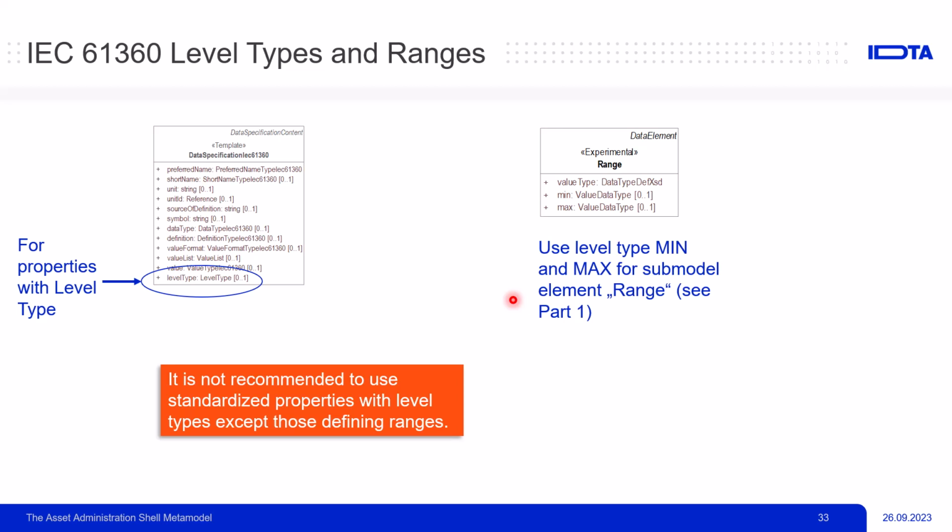Then for level types, the only properties where it makes sense to use them from our point of view is for ranges. If you have a property defined in a dictionary that has the level types min and max, then we use the submodel element range for it. So this is very useful. But if it has three values or four or other combinations of these level types, there is not really a mapping possible, perhaps to a collection or something, but we wouldn't recommend it. It doesn't make too much sense in most use cases.